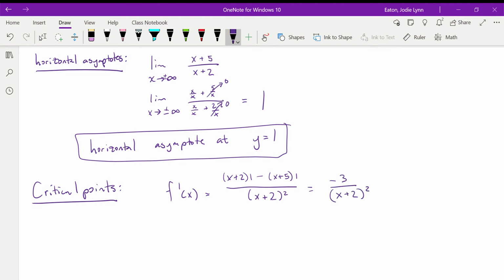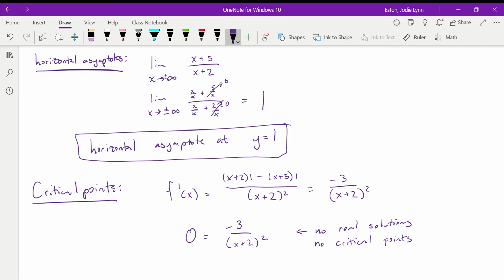So what we can notice here is the denominator. First of all, if we have a numerator that's a number, we do not have any critical points. So 0 equals negative 3 times (x plus 2) squared. This has no real solutions. There's no way we can get 0 with a non-zero numerator. In order for a fraction to be equal to 0, the numerator must be equal to 0. Negative 3 can't be equal to 0. So no value of x is going to yield 0. So this means no critical points.